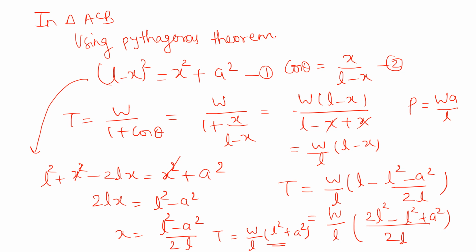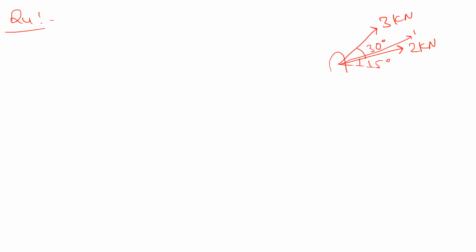Here is one more problem. A question is that there is a stud, and in this stud there are two forces. One is 2 kilonewton and this is 3 kilonewton, and this makes an angle from horizontal of 15 degree. And the angle between these forces is 30 degree. Now you have to find the resultant of these two forces.